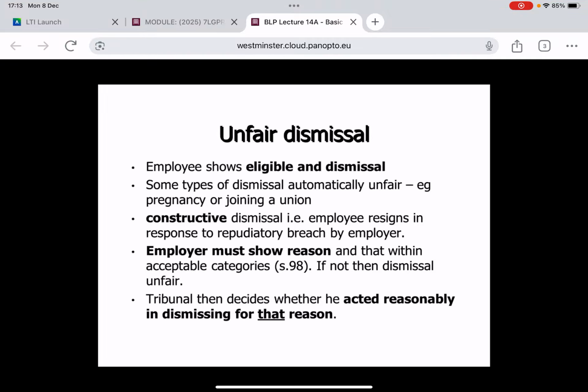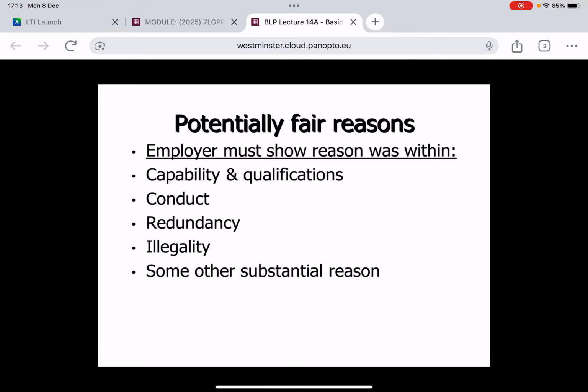This may well involve considerations of whether a fair procedure was followed. So let's now look at the potentially fair reasons. They're set out in Section 98 of the Act. Capability may include questions of qualifications or competence for the job, as well as issues of sickness or incapacity. Conduct includes disciplinary matters at work, but also bad conduct elsewhere, which may affect the employee's job. For example, theft by someone outside work would be very relevant if they worked in a bank.